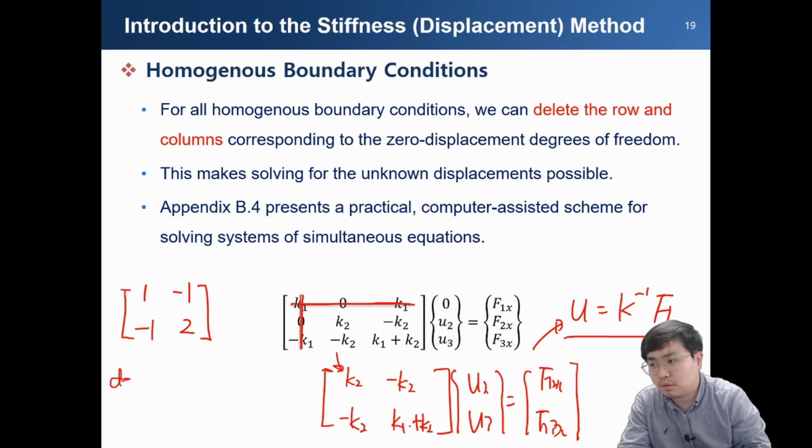Let's check the determinant of this matrix. How can you calculate the determinant? AD minus BC. So that 2 minus 1 multiplication is plus 1. So that is equal to 1, not equal to 0 anymore. So this matrix is no longer a singular matrix.